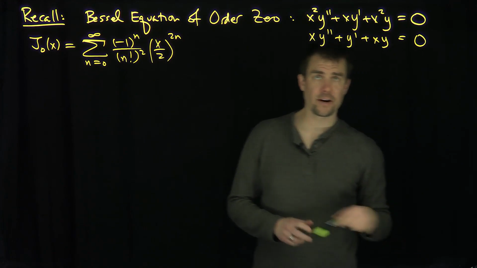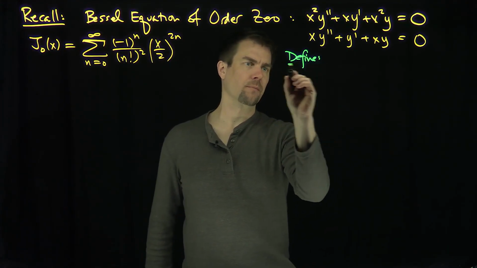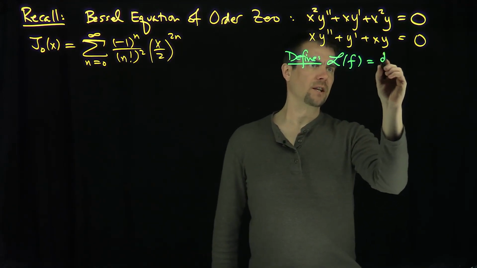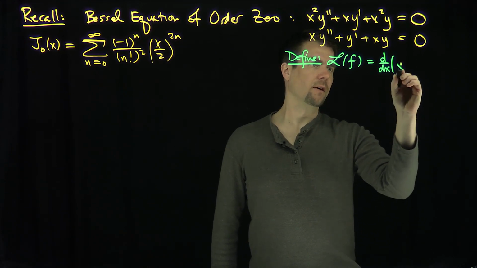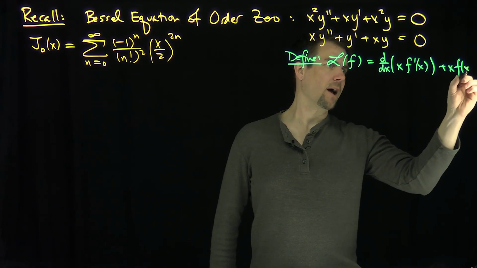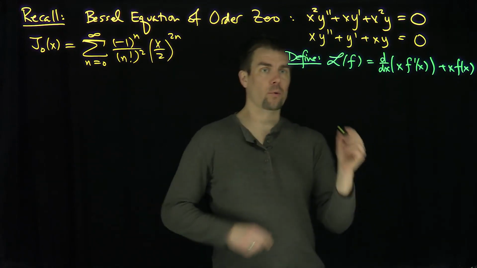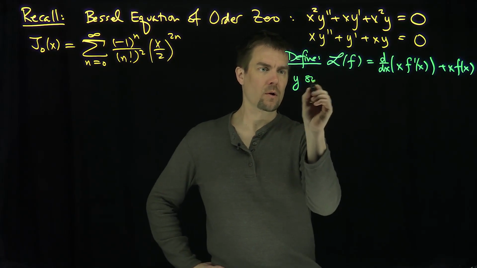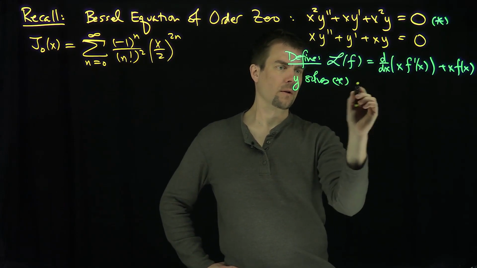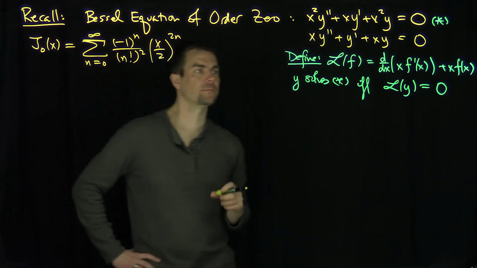Okay, so now we're going to define a differential operator, L of f. This is just going to be d by dx, the derivative of x f prime of x, plus x f of x. So in other words, y will solve the Bessel equation, let's call that star, if and only if L of y is equal to 0.